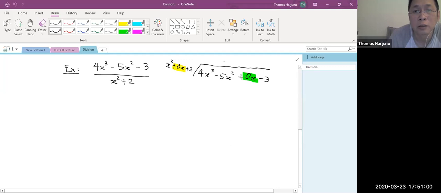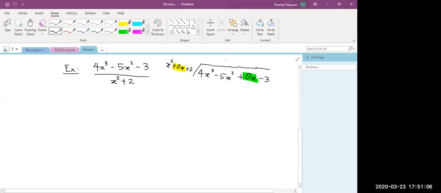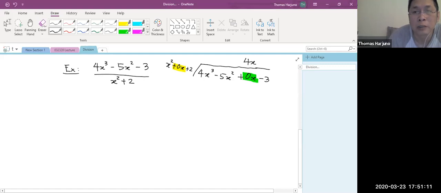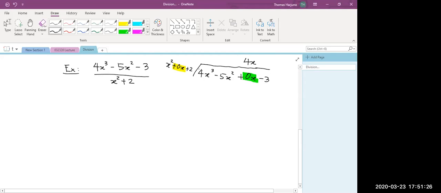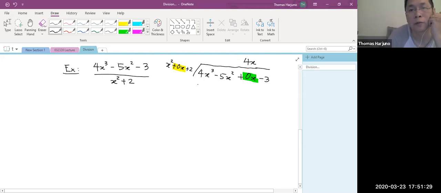Start. x squared times what gives me 4x cubed? 4x. So I put 4x here. Some people write this 4x on the top here. I don't mind, but in my opinion, it's supposed to be here because that's the place value. Now x squared times 4x gives us 4x cubed. Now 0x times 4x will be 0x squared, I will just ignore it. And then 2 times 4x is 8x.